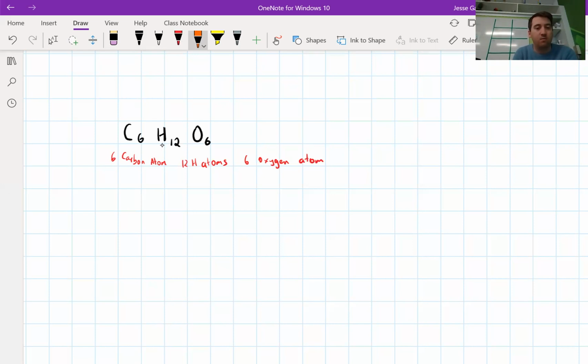So this here is a molecule. All these atoms are connected together, and this formula tells us exactly how many of each type of atom there are. Because of that, this is what we call a molecular formula.